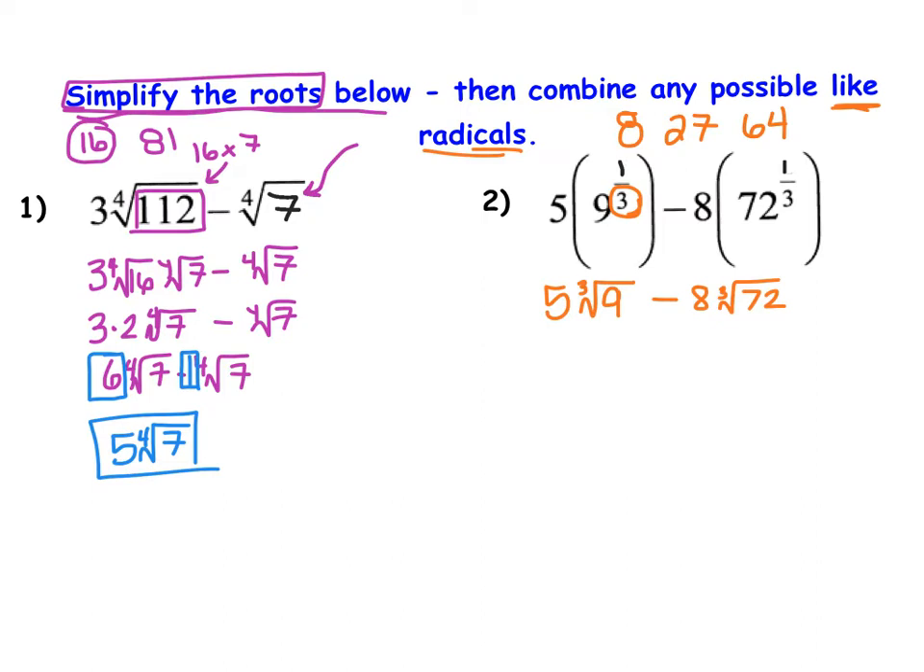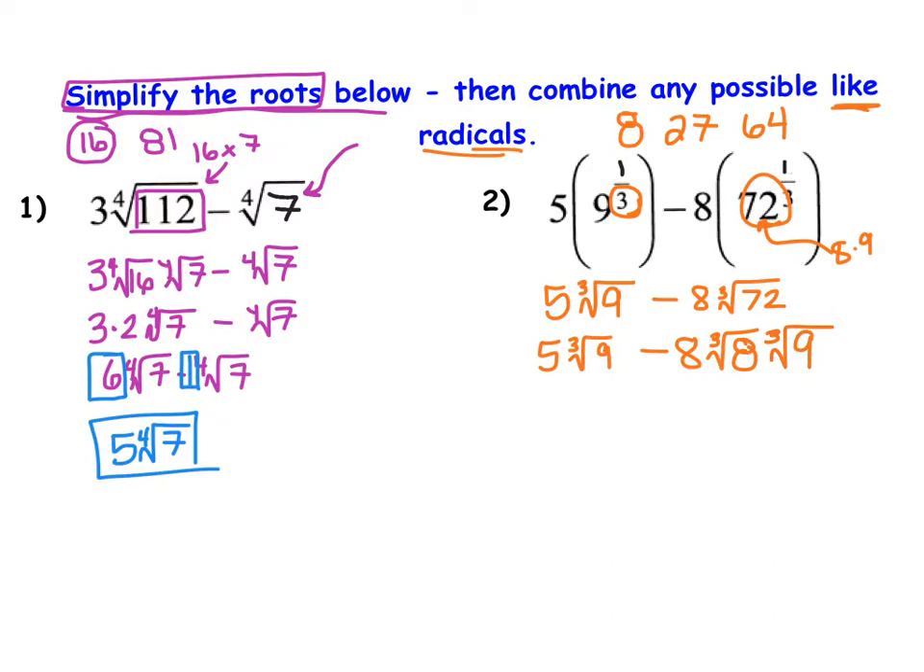Now I notice that 9 is not divisible by any of these numbers, and as a result can't be simplified further. However, 72 is in fact divisible by 8, because 8 times 9 gives me 72. So I'm going to simplify this a little bit. The first one I'm going to leave alone. The second one I'm going to turn into the third root of 8 times the third root of 9.